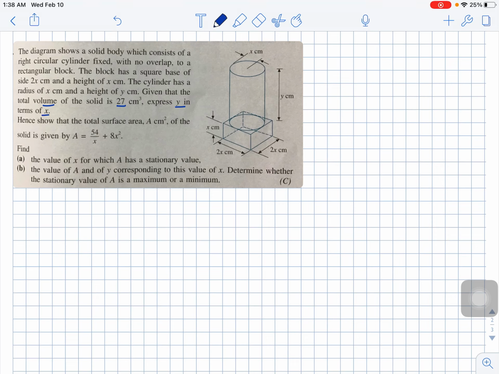The first one is the cylinder, and we know this is going to be pi r squared h, and then for this it is base times length times height. So the down one is easy. You're going to get 4x cubed, and then this one pi x squared y. Okay, so let's put that together.